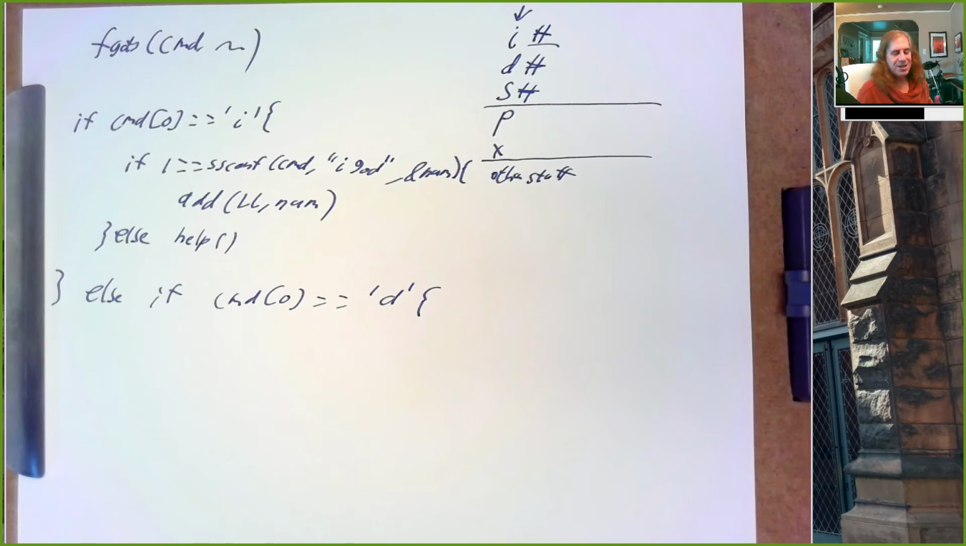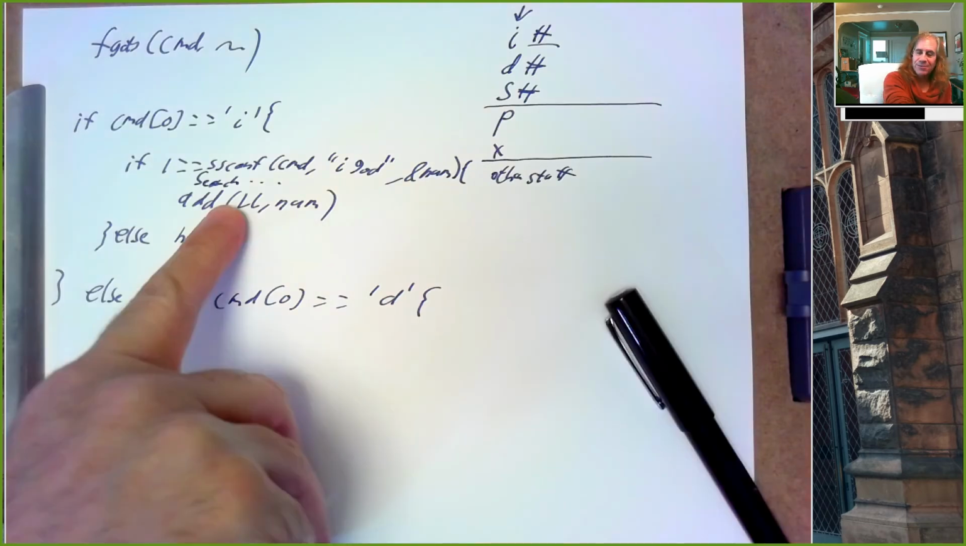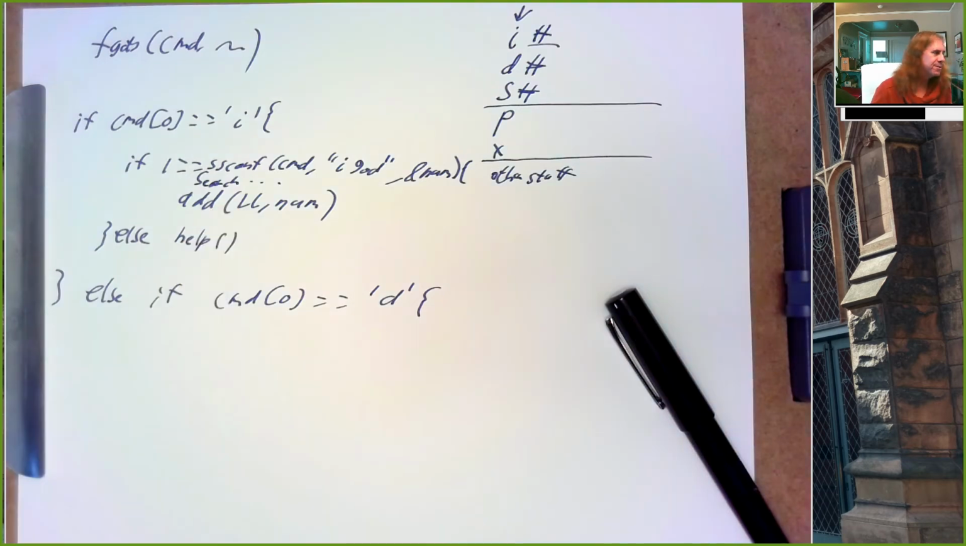And remember, sometimes you have to do other stuff, right? If you're trying to insert a number, before you insert, do your search. Make sure the number is not already in the list. And if it is, print a message. If it's not, then go ahead and call add and save the return value from add and print either success or out of memory or whatever the messages are in the assignment. But this is pseudocode, right? We're just looking at the parsing. So you do this for D, you do this for an S.